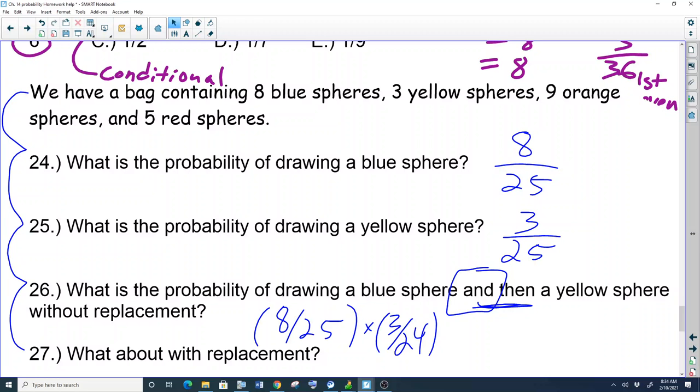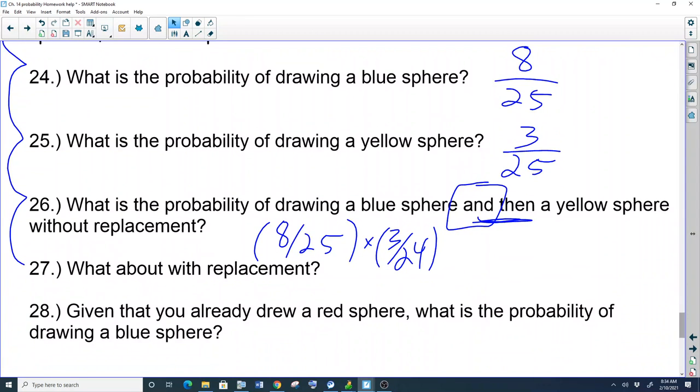Okay, what about with replacement? How would this answer change if we said with replacement? Ooh, this 24 would go back up to 25, right? Because then the blue sphere gets thrown back in. So we have 8 out of 25. And then we're going to keep it at 3 yellow and then still out of 25 again. Good job. Extra credit, Cam.